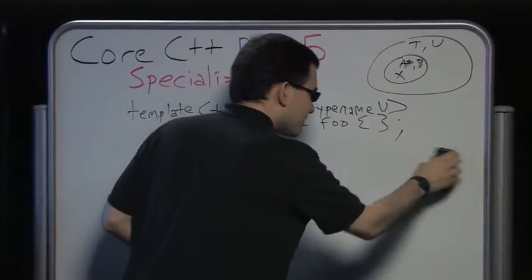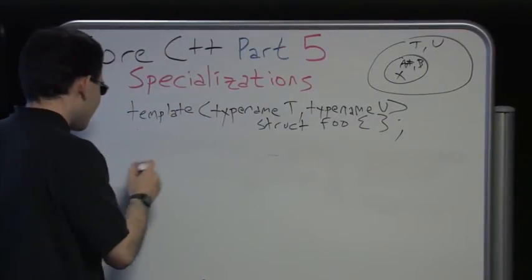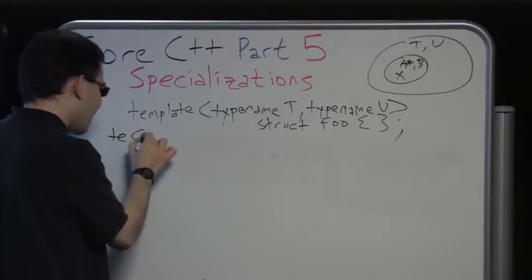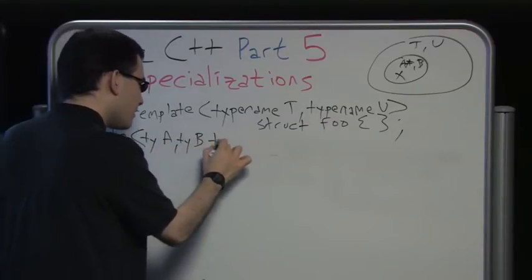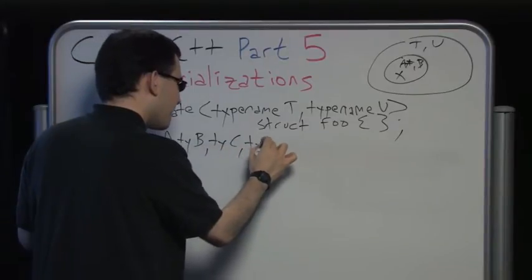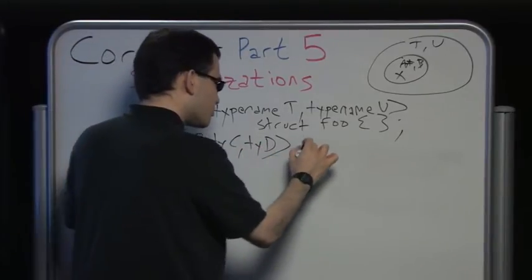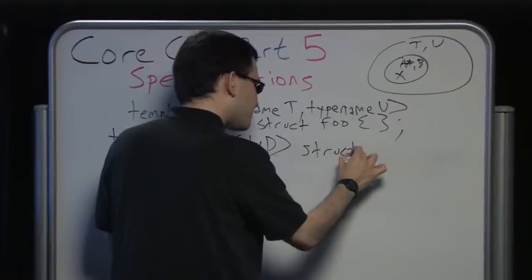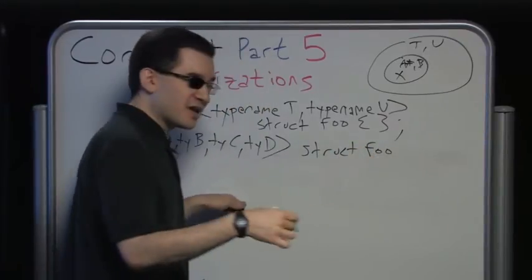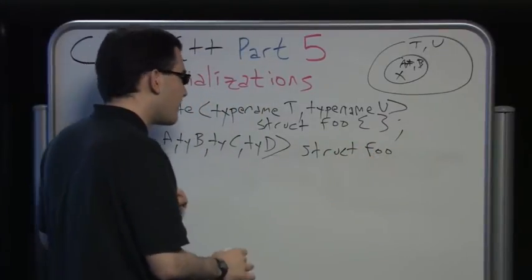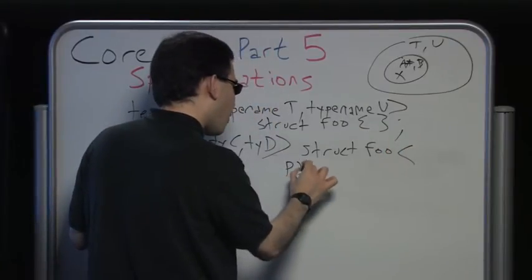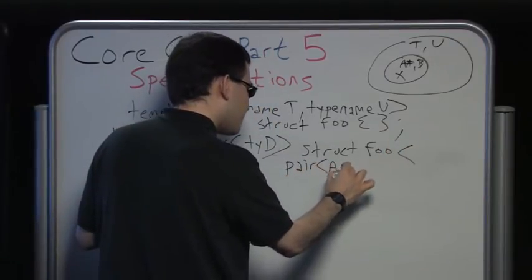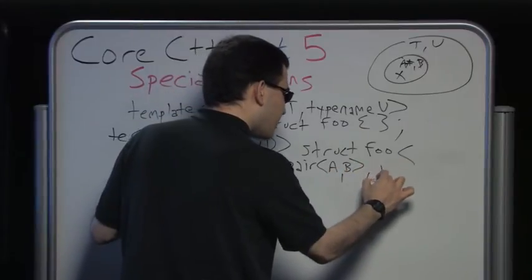If I said something like template on type name A, type name B, type name C, type name D, struct foo, and suppose I've included the utility header for std pair, I could say, okay, this is a foo for pair of AB and pair of CD.